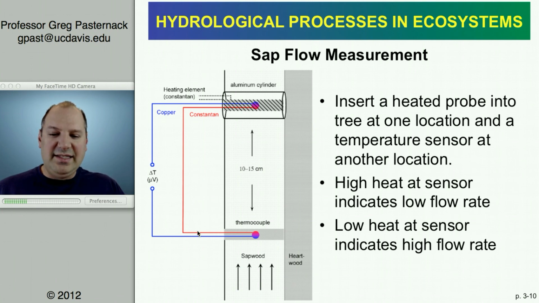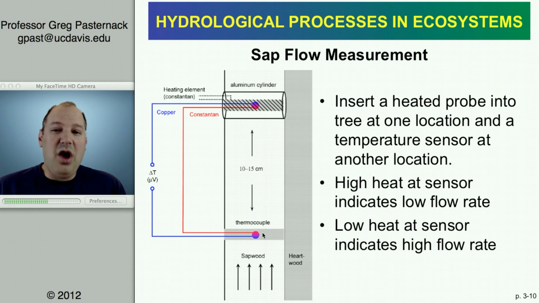So then what we do is, down from that, we insert something called a thermocouple. A thermocouple is a device that we use to measure the temperature. And so as the heat is applied, the diffusing heat will make its way down even against that flow and be sensed at the thermocouple. The amount of heat that you sense here is inversely proportional to the velocity. So a very low flow would allow a lot of heat to move down against that current. So a high heat at the sensor indicates a low flow rate.